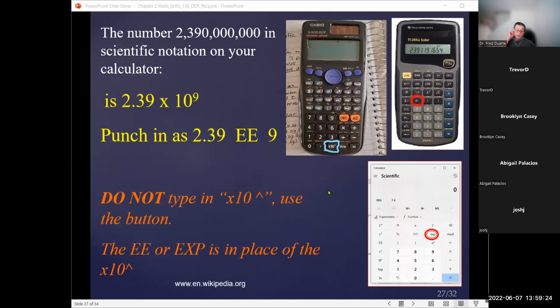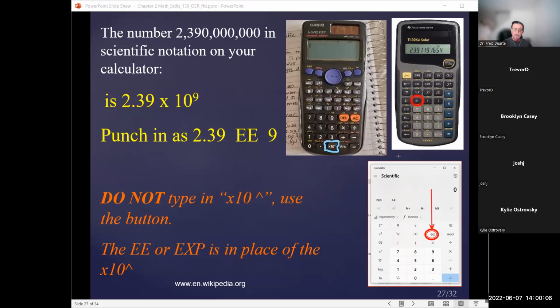All right, so this brings us to the calculators. Okay, now there's three types of buttons written here. Now on the bottom right in white is the Windows calculator. The Windows calculator has an EXP button. Okay, I got it written right here. Right here, an EXP button. That is for the Windows calculator, the button to put things into scientific notation.